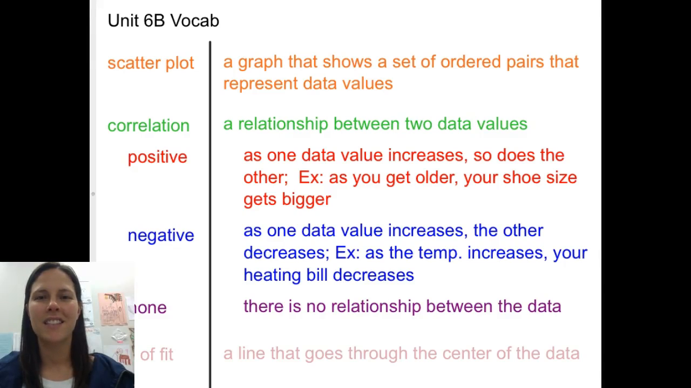Our next lesson is on scatter plots. A scatter plot is basically a graph with a whole bunch of ordered pairs or points plotted on the graph. And the points have something to do with one another. For example, you might graph your height and your weight over time.